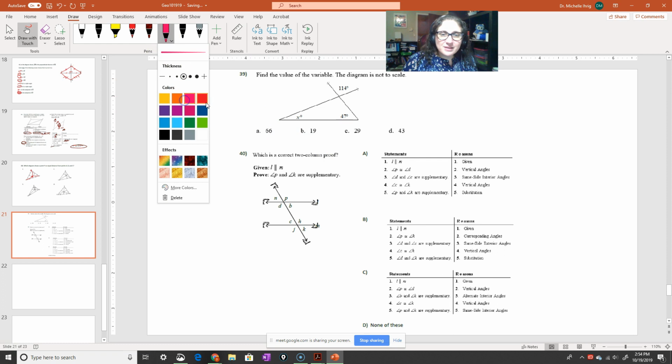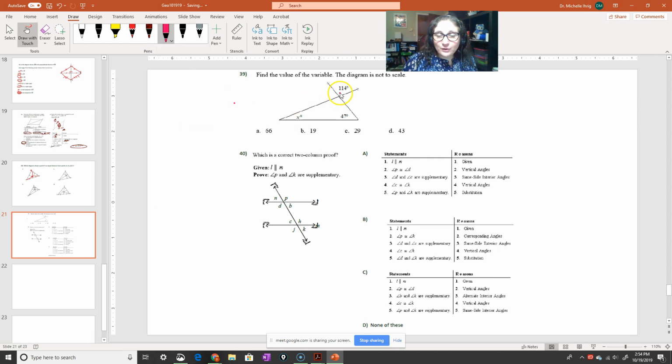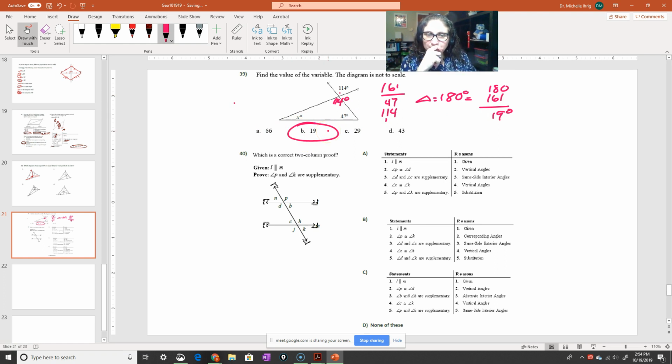Let's see. Find the value of the variable. The diagram is not to scale, which means don't use the protractor function. Again, this is corresponding or vertical angles, 114 here. This means this has to be 114 degrees. We know that all triangles are 180 degrees. So all I would do is add this up, 61, and then subtract. And so my other angle that I'm missing is 19 degrees.